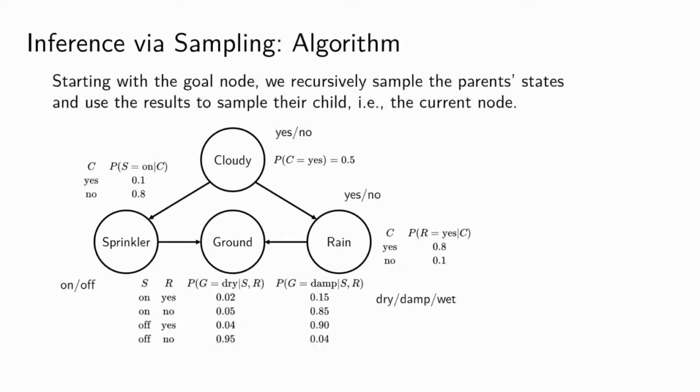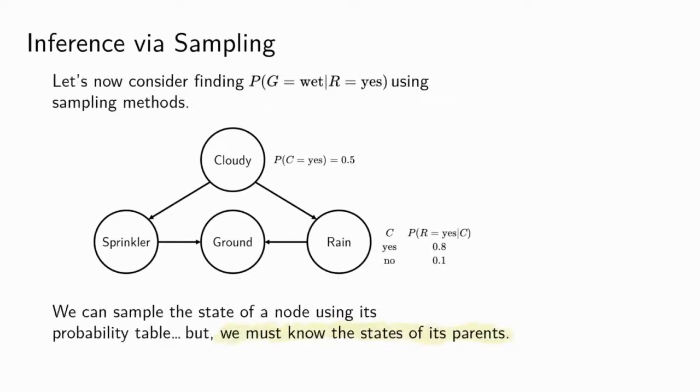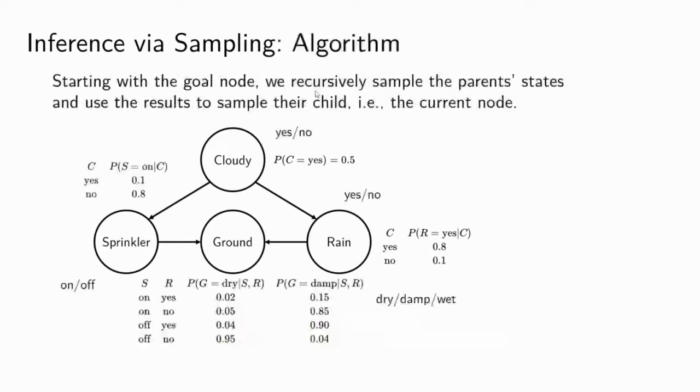So now let's consider an algorithm that can actually sample an entire Bayesian network. Again, we want to start with the thing that we're after. What are we after? Well, remember, we wanted to know the probability of the ground being wet. So let's start at the ground. In order for us to be able to sample ground, we need to know the states of its parents. So in particular, we need to know the state of sprinkler and rain. So let's start with sprinkler. We need to know the state of sprinkler. In order for us to know the state of sprinkler, we need to know the state of its parents.